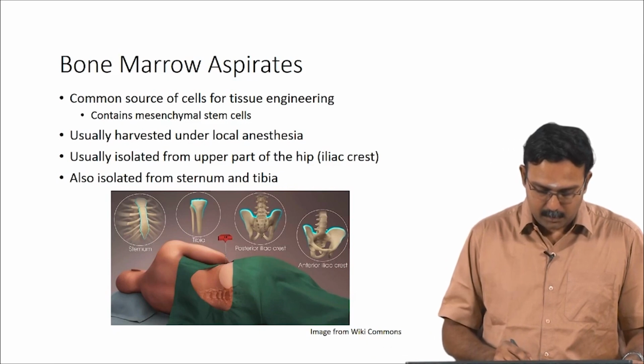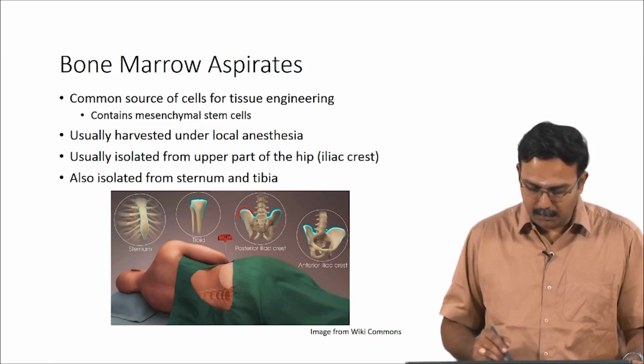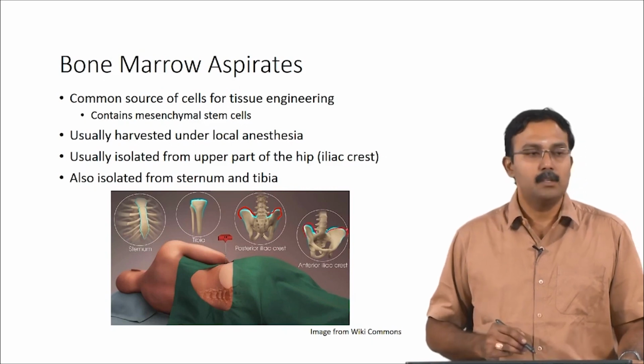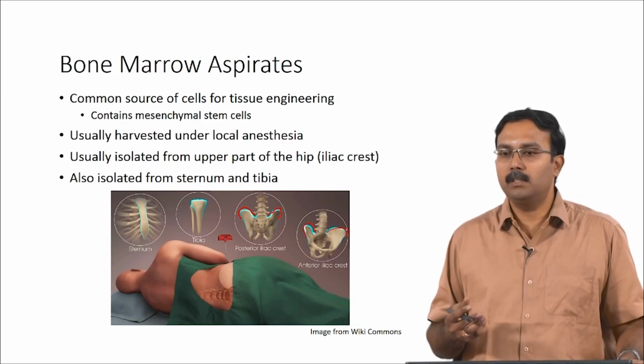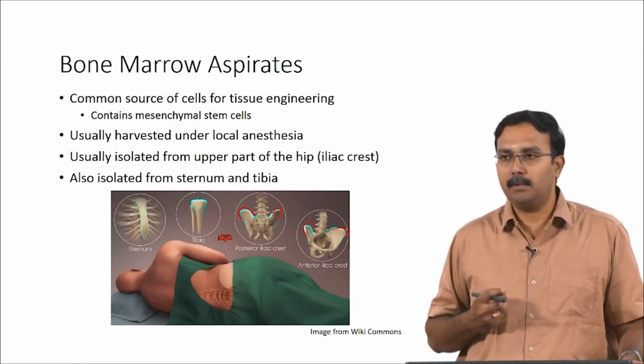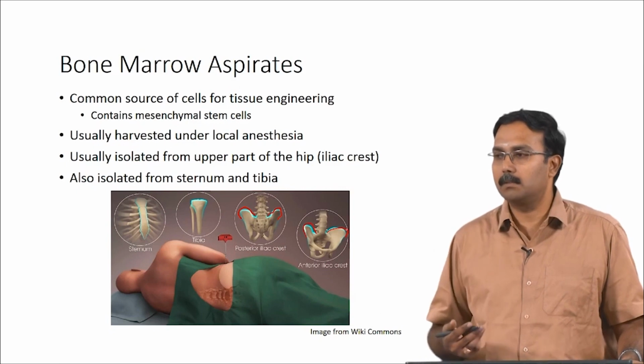So, this is the iliac crest. You have the hip bone, and what you see here are the iliac crests. The bone contains the bone marrow, and you can actually get a bone marrow aspirate from which you can get these mesenchymal stem cells.